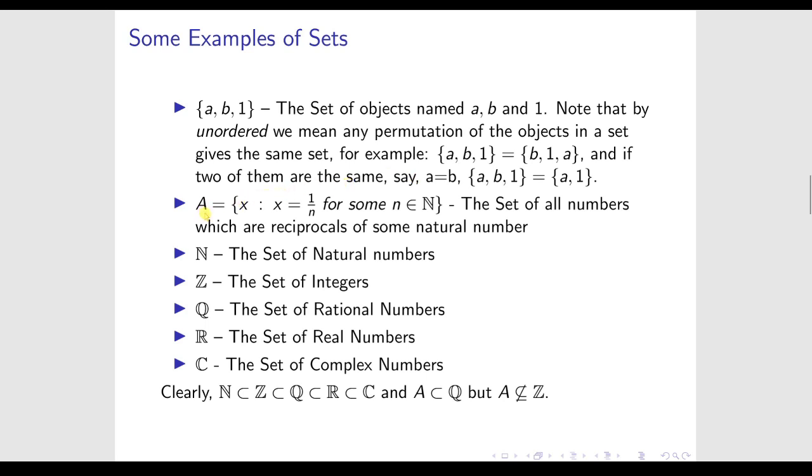This set here is the set of all reciprocals of natural numbers. This is a common notation for the set of natural numbers, the set of integers Z, Q the set of rational numbers, R the set of real numbers, C the set of complex numbers. As we know, natural numbers are a subset of integers, which are a subset of rationals, a subset of real numbers, a subset of complex numbers. Also note that our set A here is a subset of rational numbers, however, A is not a subset of integers.